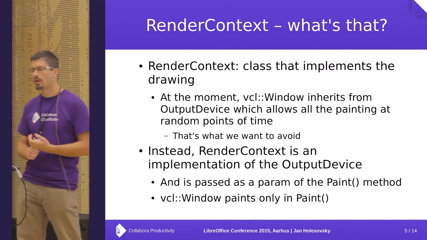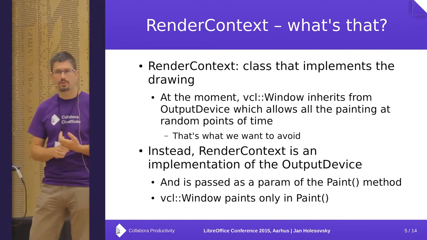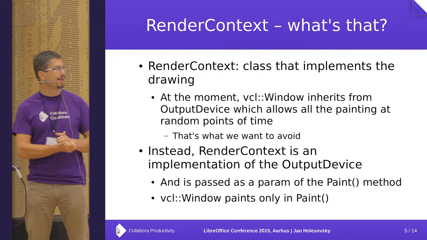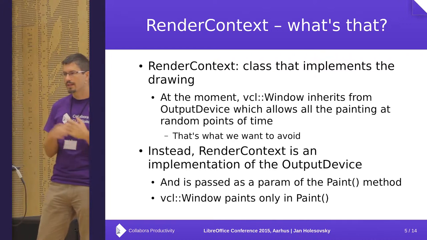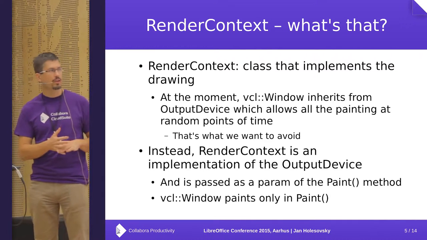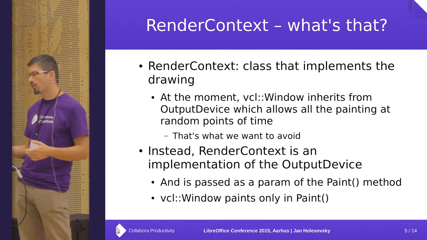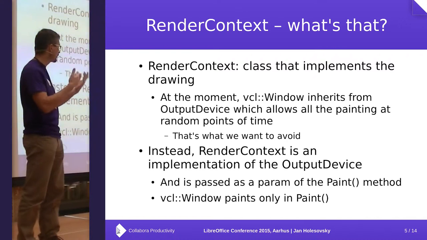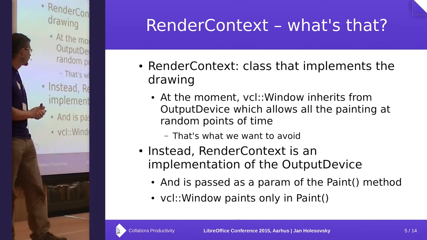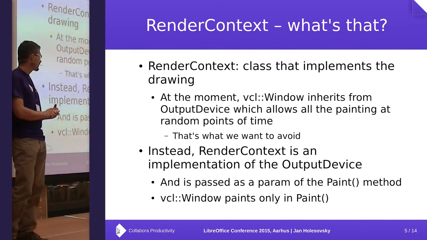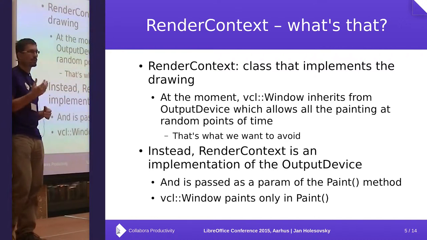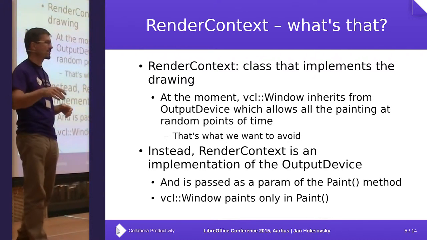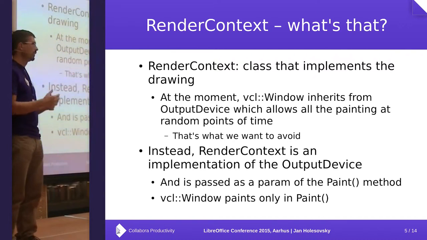But not the window. Currently, the VCL window is inherited from the output device, and so it allows the programmer to actually call painting on itself, directly calling some draw rectangle, draw whatever, and we want to avoid that. Instead, the render context would be the implementation of the output device.